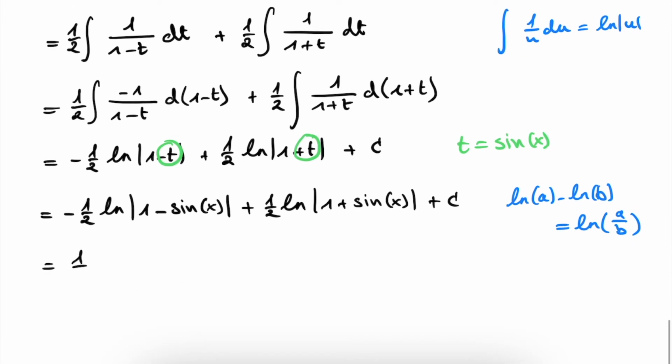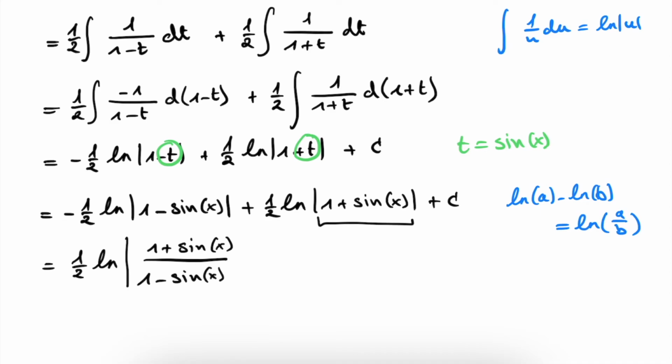So we get 1/2 times the logarithm of the absolute value of this one, so 1 plus sine of x, divided by the one with a minus sign in front of it, so 1 minus the sine of x. And if we want to get really fancy, we can of course again use the fact that 1/2 times the logarithm of a is equal to the logarithm of the square root of a.